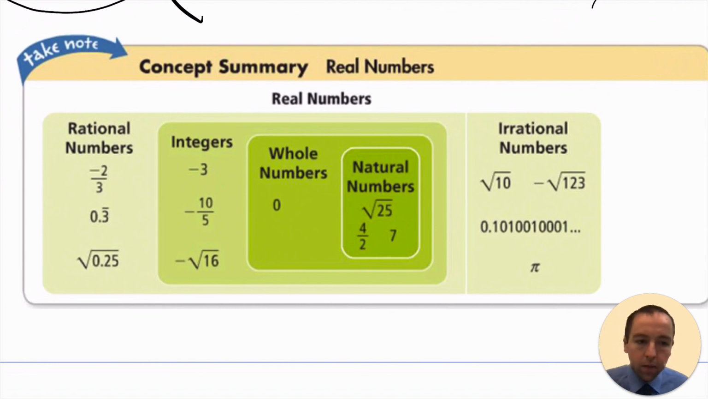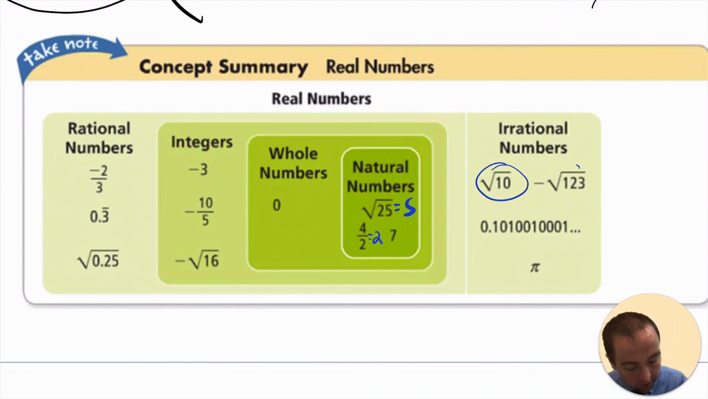And I just want to make sure that you recognize that there's some kind of fanciful examples that are put into here. So for example, like the square root of 25 is put right there because the square root of 25 is equal to 5. And we know that we can best classify that as a natural number. Or like 4 divided by 2 is 2.